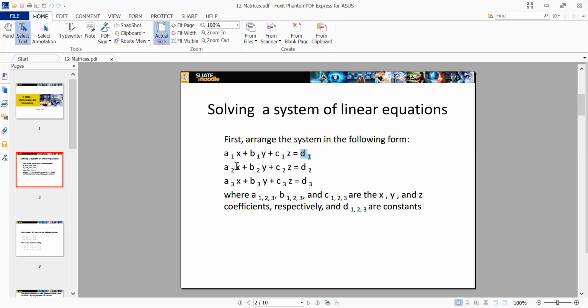Likewise, if you have 2 equations, you have to rearrange all the equations in the format of x, y, z equals something. For the example, I'm giving these 3 equations here. The first is a1x plus b1y plus c1z equals d1. The second linear equation is a2x plus b2y plus c2z equals d2. Likewise, the third equation is a3x plus b3y plus c3z equals d3.